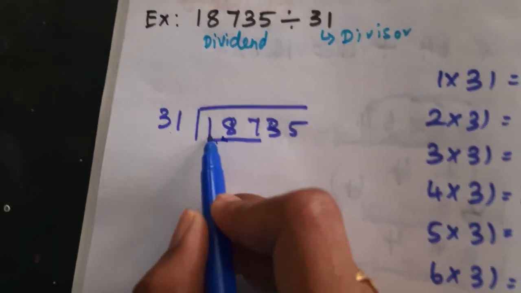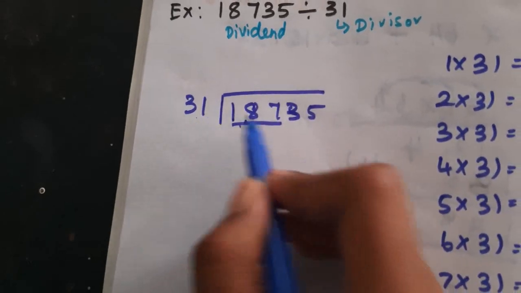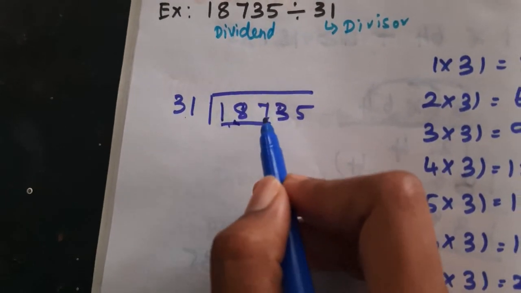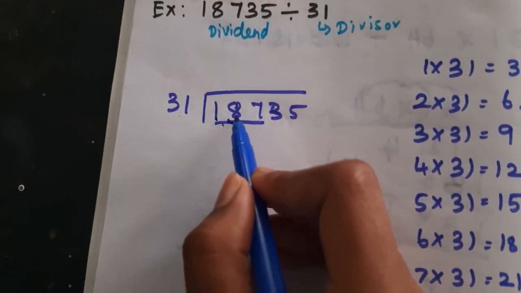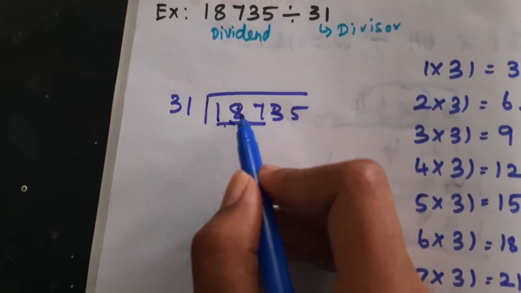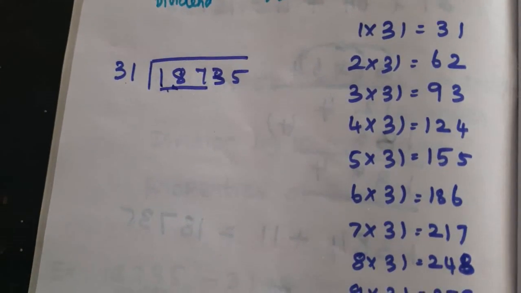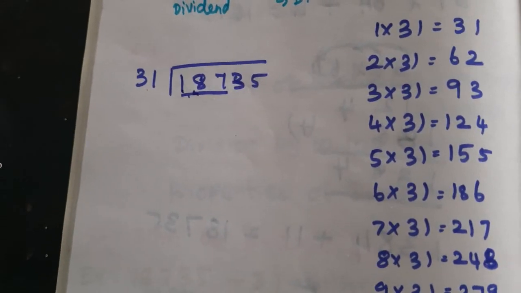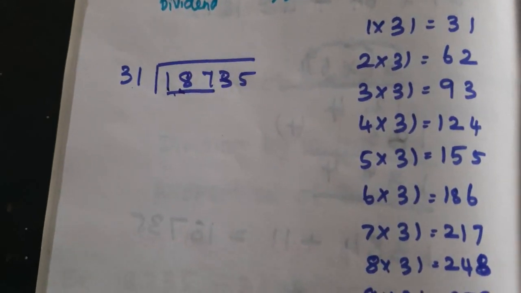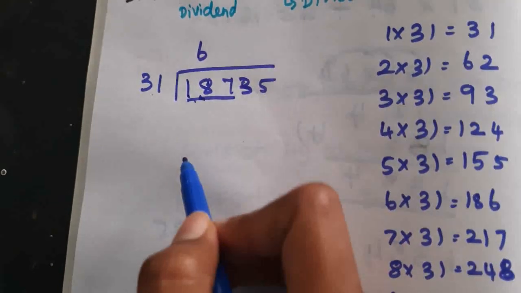So now you have to compare 187 and 31. Which is the bigger number? Obviously it's the dividend number. 187, in that 31 table, check the tables first. No. So next step, you have to see the nearest to 187. How many times? 6 times. So you have to take this 6 times.